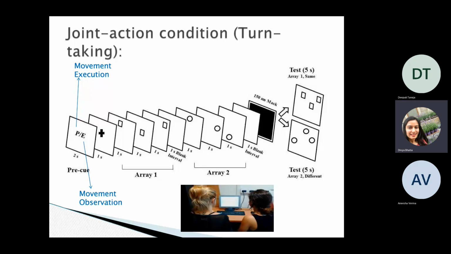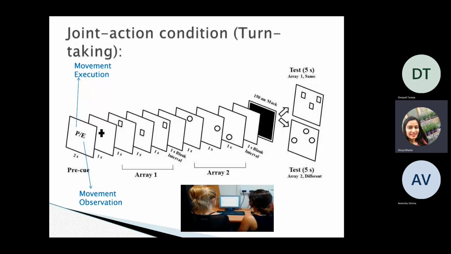If it's a P trial, then the move array is pointed by the participant. If it's an E trial, the move array is pointed by the experimenter. And then there is a recognition test at the end of each trial, which is always on the participant. Okay, so what does this mean?